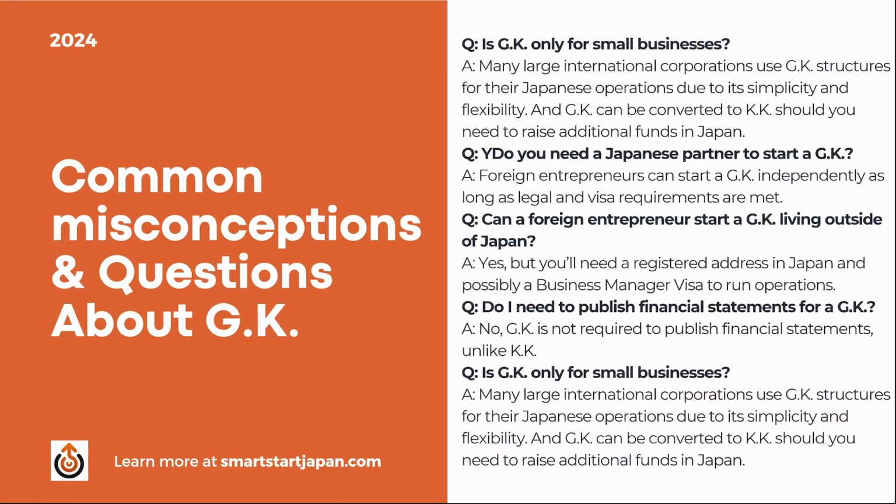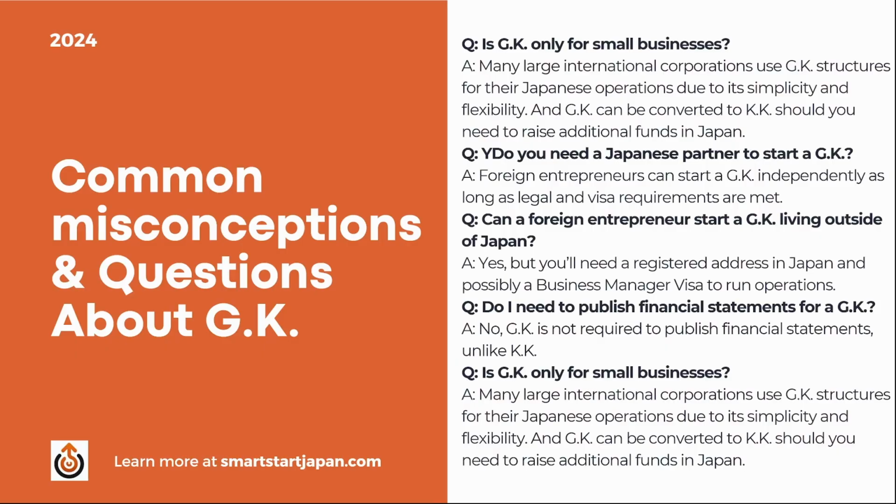As we wrap up our video, let's address some of the most common questions and misconceptions about Godo Kaisha to clarify any lingering doubts. So, 1. Is GK only for small businesses? Not at all. While GK is popular with startups and small businesses due to its cost effectiveness, many large international corporations like Apple and Amazon Japan also use the GK structure for their Japanese operations. It offers simplicity and flexibility, and you can always convert a GK into a KK if needed for future expansion or if you need further funding through stocks.